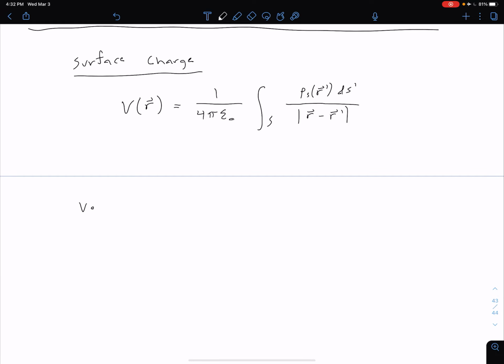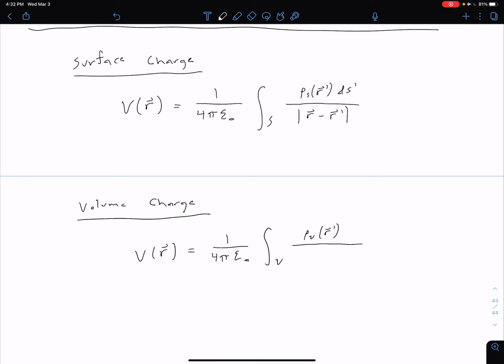So then finally for our volume charge, same basic idea, we're just going to have a different differential charge for our volume. So we have the 1 over 4 pi epsilon naught out front, integral over the volume, and now our differential charge is rho v at some arbitrary source point located by r prime, dv prime, and then our distance is the same, so that's still an r minus r prime.